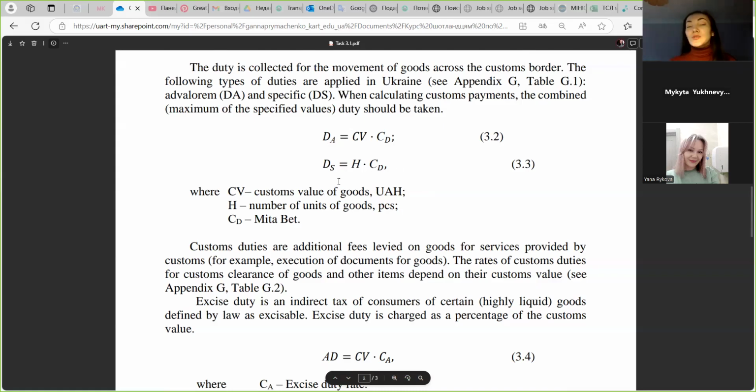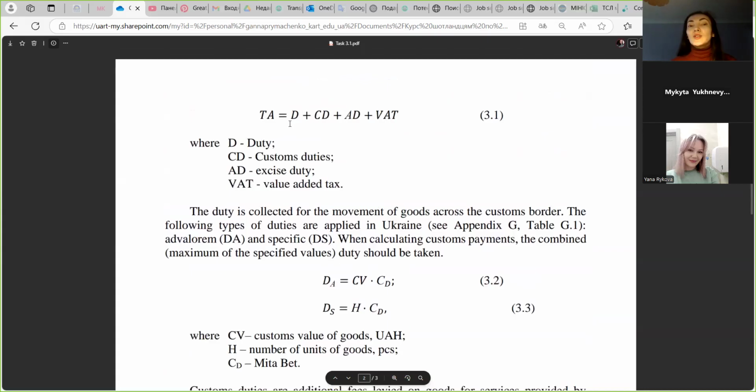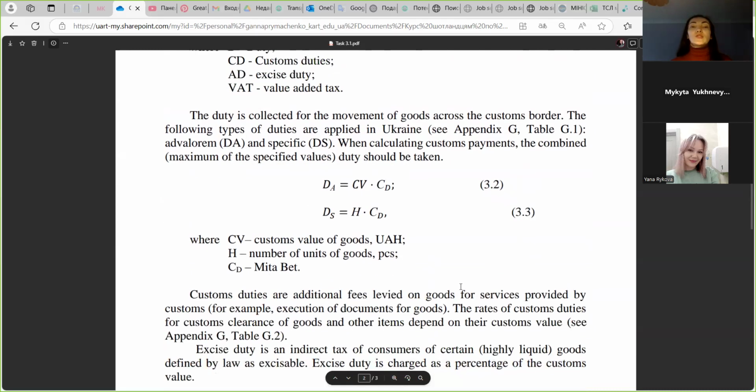And next, we could calculate a specific duty, where we use the number of units of goods and the special meter batch rate. So let us calculate it and choose which of these duties will be more. And we change it for our next calculation, and we will write only duty without any index.